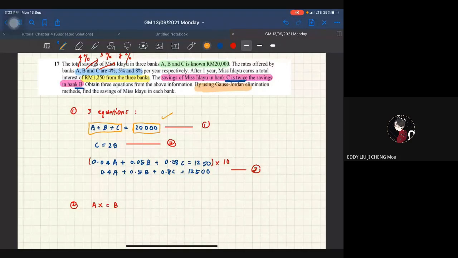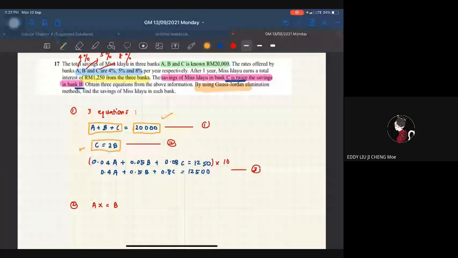Okay, tapi untuk the second equation, awak kena tukar dulu bentuk dia. Kita tukarkan bentuk dia jadi negative 2B plus C equals to 0. So awak ada unknown kat belah kiri, and then awak ada nilai kat belah kanan. And then untuk yang ketiga, this one pun no problem, settle already.